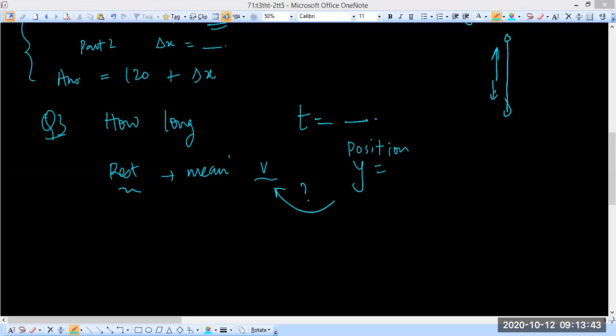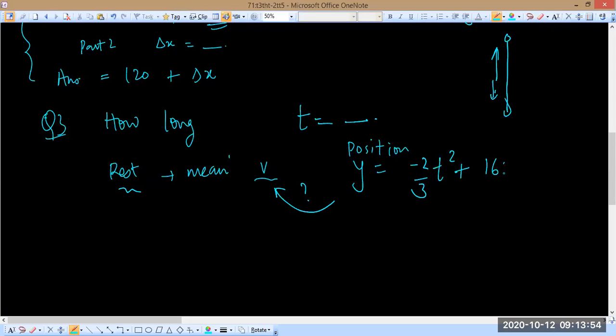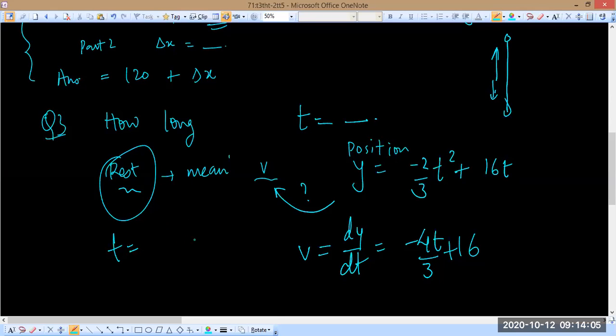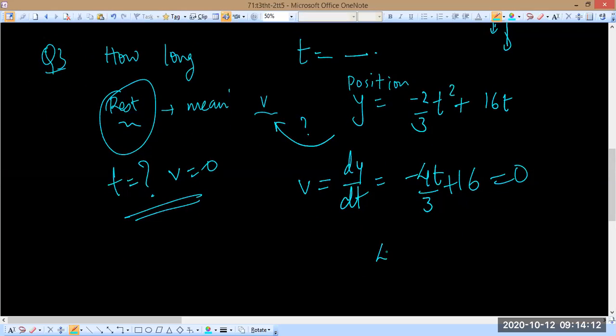Yes, very good, Preet. Okay, so y is given to be minus 2 by 3 t square plus 16t. So its differentiation, dy by dt, is equal to minus 4t by 3 plus 60. Yes, so this is velocity. Now we want to find t when it is at rest. So we want to find t when v is 0. So put v equal to 0. Now solve it. Okay, that easy. Clear?